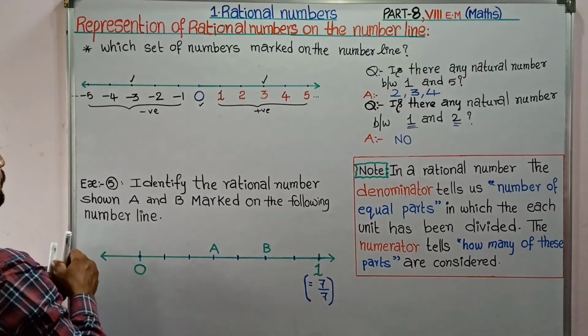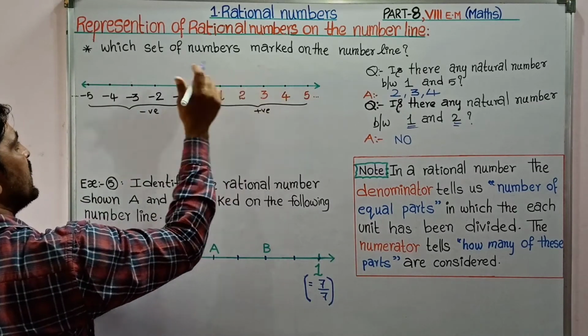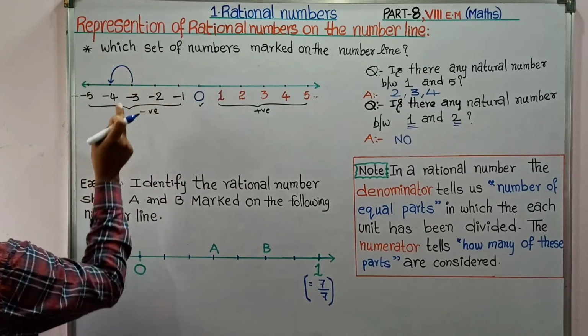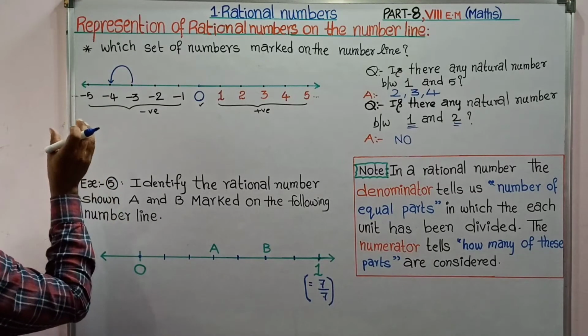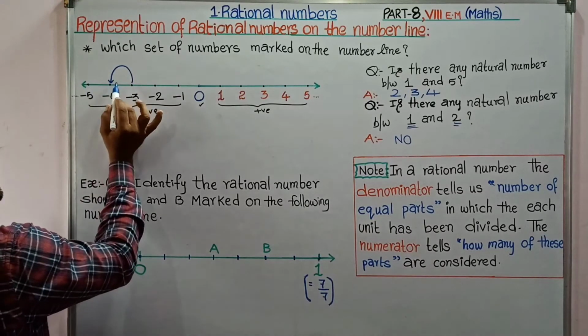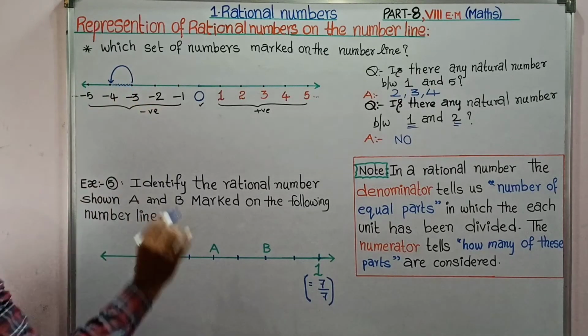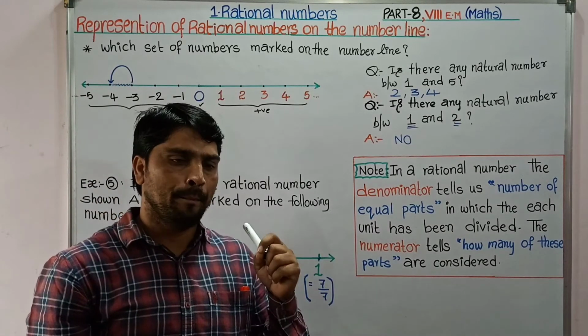Now the question is, how many integers are there between -3 and -4? By observing the number line, no integer exists between -3 and -4.